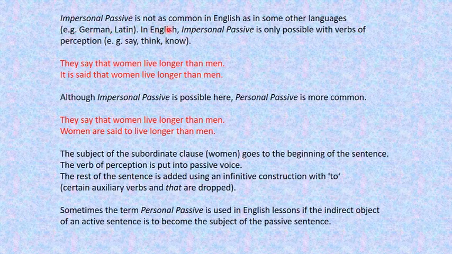Impersonal passive is not as common in English as in some other languages, for example, German and Latin. In English, impersonal passive is only possible with verbs of perception, for example, say, think, and know. For example, they say that women live longer than men.